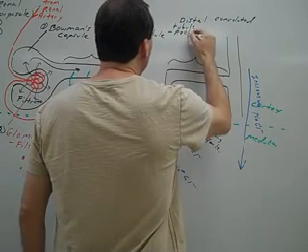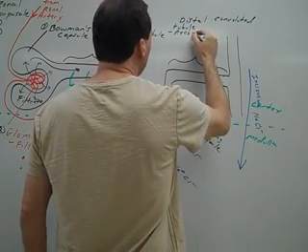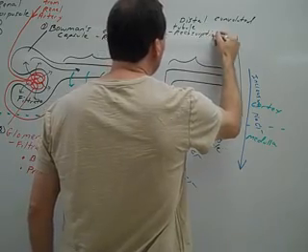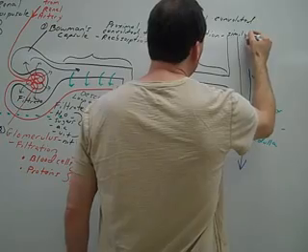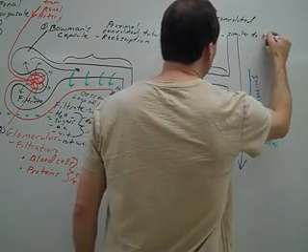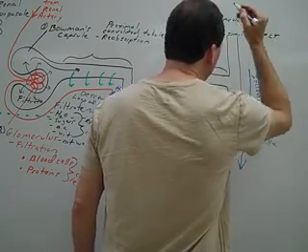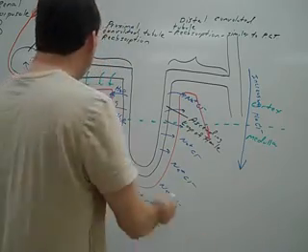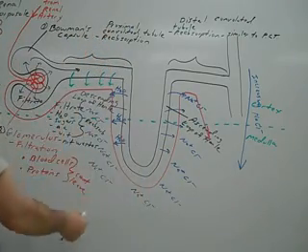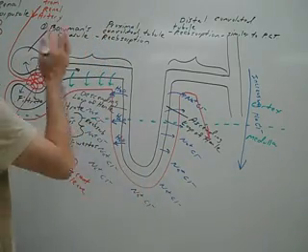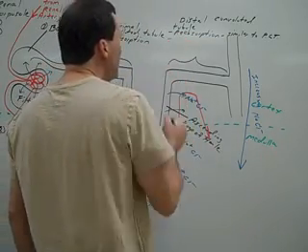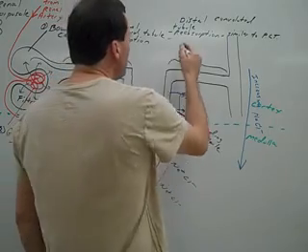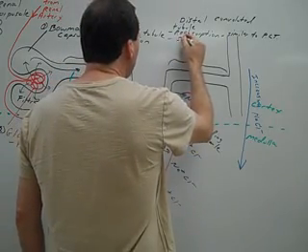One, reabsorption. Okay, going to be similar to the proximal convoluted tubule. Okay, so it's also going to reabsorb some water, some amino acids, vitamins, sugars, things like that. But in addition to that, it's also going to function in secretion.